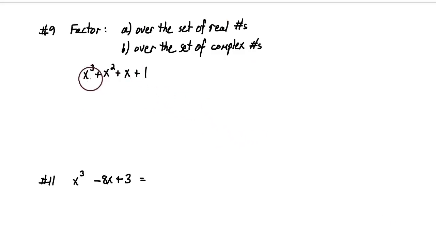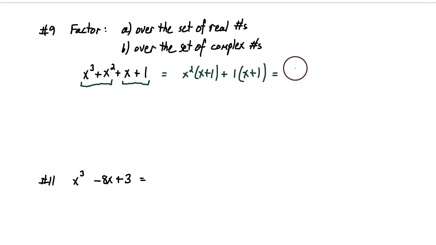Number 9, let's factor this polynomial over the set of real numbers and then factor over the set of complex numbers. This one right here can be factored using grouping, which is a technique that we learned earlier in the year. Group these together and group these together. So this can be written as x squared times x plus 1 plus, and now this one over here is just a single x plus 1. So this can be written as 1 times x plus 1. This makes x plus 1 times x squared plus 1.